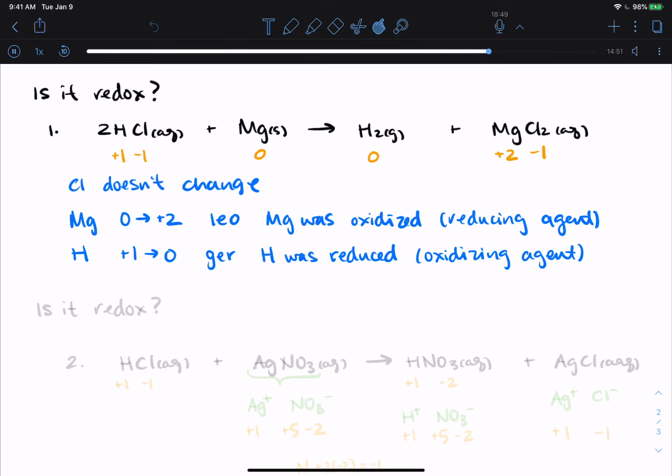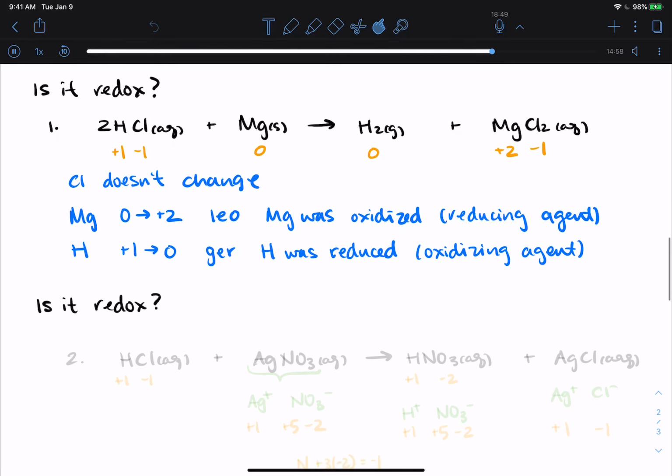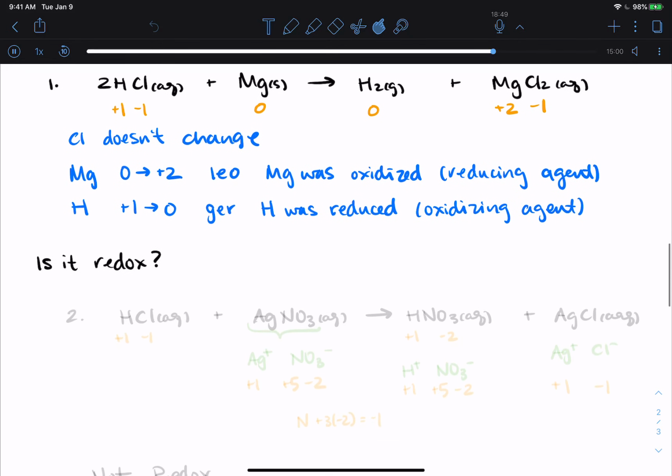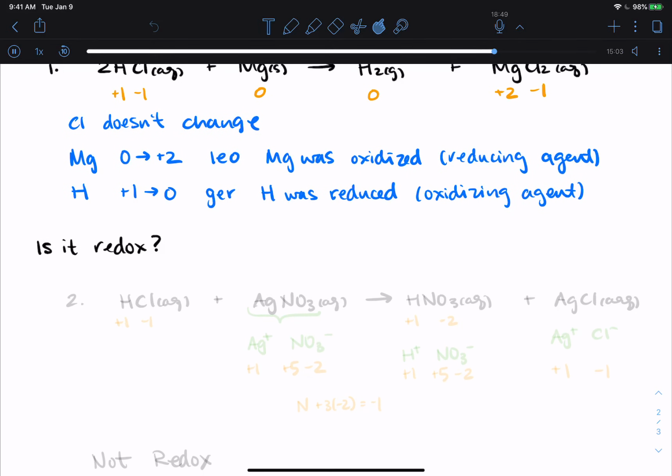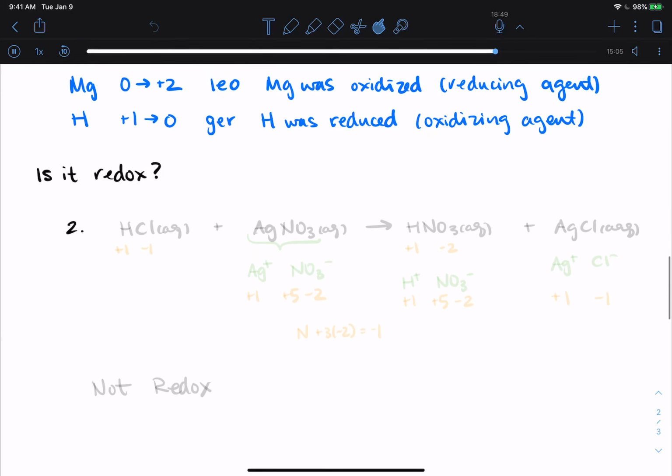All right, one more example. Again, the question is: is it redox? I'll number it since I did the other one, number 2. So this is HCl aqueous plus silver nitrate, also aqueous, turning into HNO3 and AgCl.